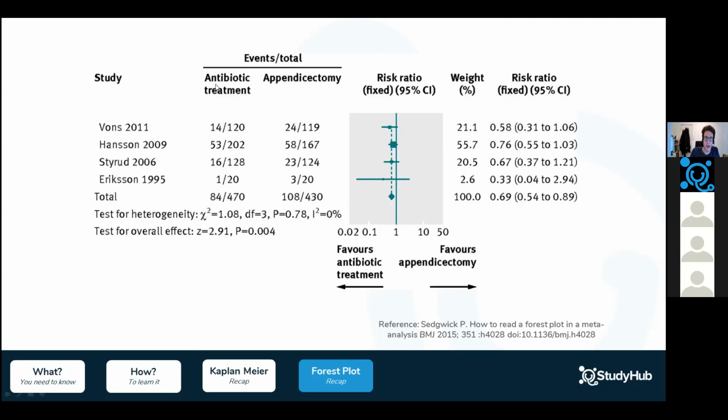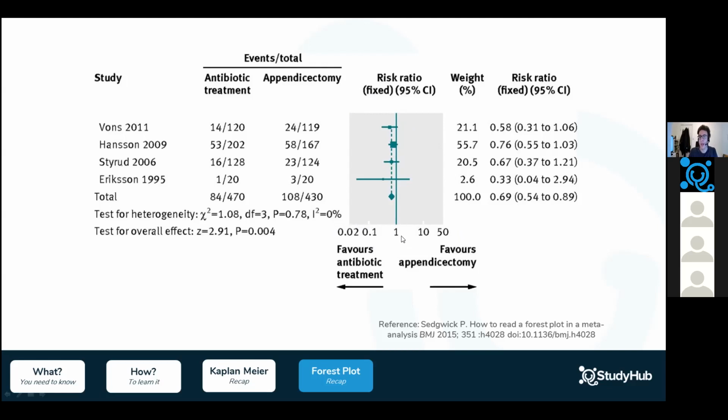So let me just explain what they're comparing here. They're comparing antibiotic treatment or appendicectomy for the cure of someone with appendicitis. And the overall result here is represented in this little graph here. So each study has a line and a box. And this line and box is plotted against the risk ratio. Okay? And this here is the risk ratio.